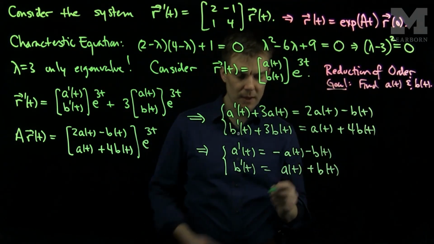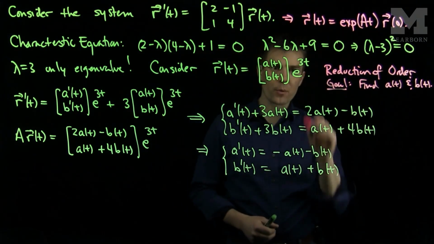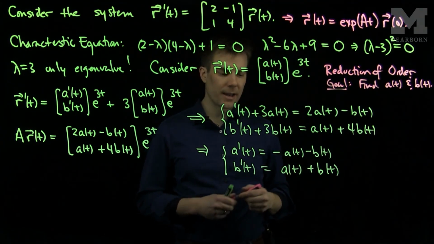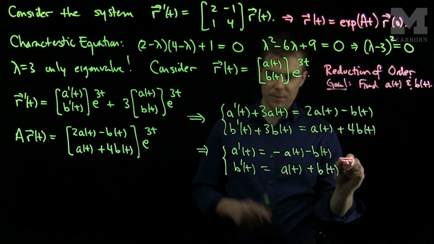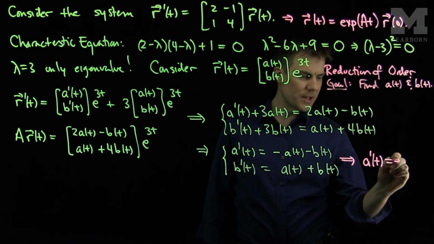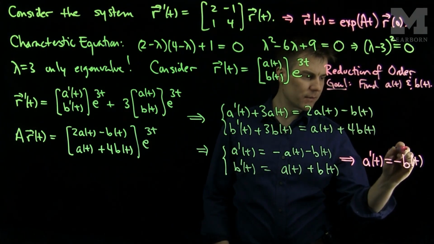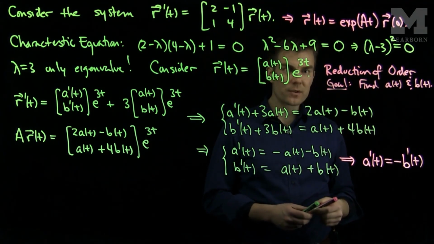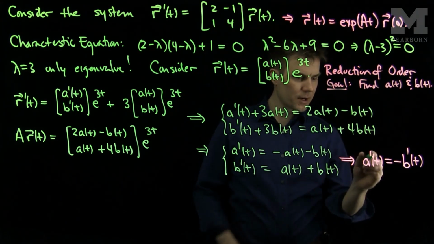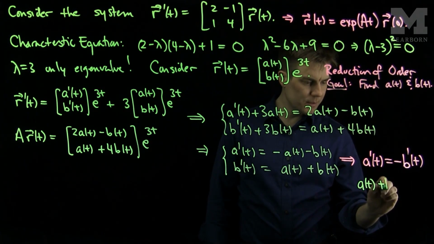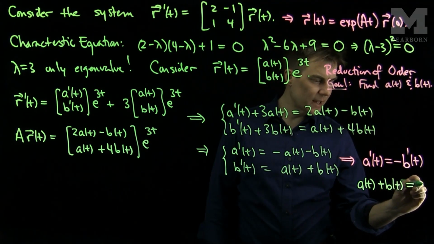And so now we look at these equations, and there will always be a linear relationship between these equations if there's a repeated eigenvalue. This tells me that A prime of t is -B prime of t. Now these two functions have the same derivative, so they must differ by a constant. So if I integrate this equation, I will have that A of t plus B of t is a constant c.